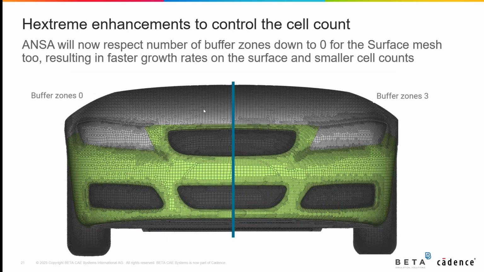Another improvement to reduce the cell count comes from the fact that now Answer can reduce the number of buffer zones, the number of zones of constant size hexes before the next octree subdivision, also on the surface mesh. This number can now be reduced even down to 0, resulting in a faster growth rate also on the surface. On the left we have 0 buffer zones, we have very fast transition, whereas on the right we have 3 buffer zones, which gives a smoother transition with more elements.